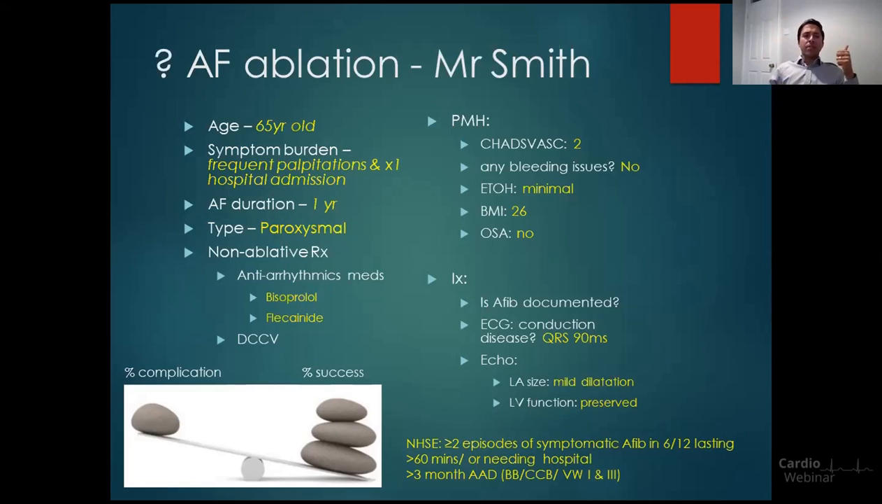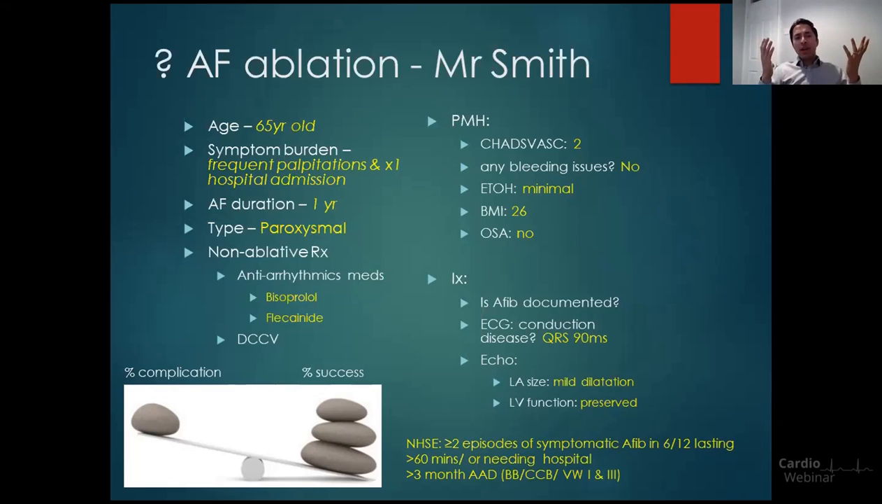So let's look at him. He's 65. Okay, that's pretty good. We can do AF ablation. There's no real age limit, but we are more mindful in the octogenarian population. What's his symptom burden? Well, he's clearly very symptomatic. He's getting frequent palpitations. He's had a hospital admission. So it's someone where we definitely want to do something to help him. He's had symptoms for about a year. That's important because if it's long-standing atrial fibrillation, the likelihood of success becomes less and less, particularly as they become persistent, but he's not, he's paroxysmal.